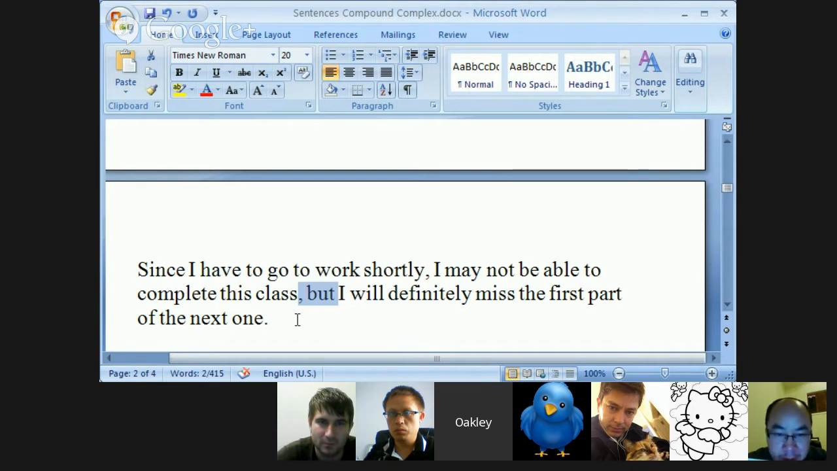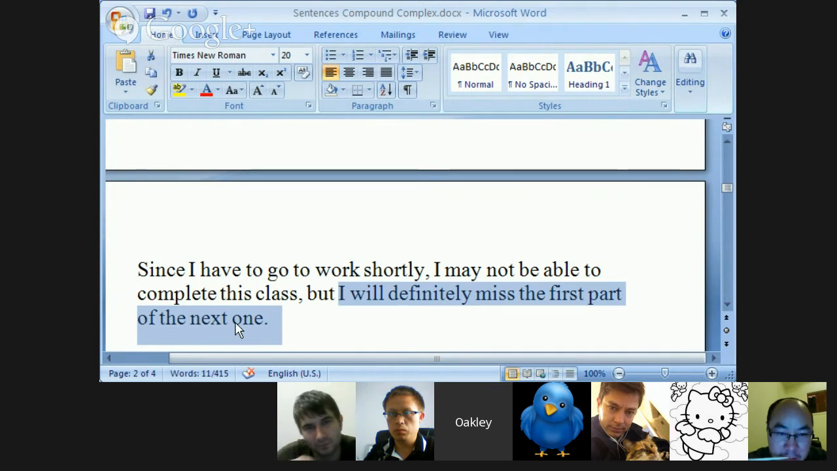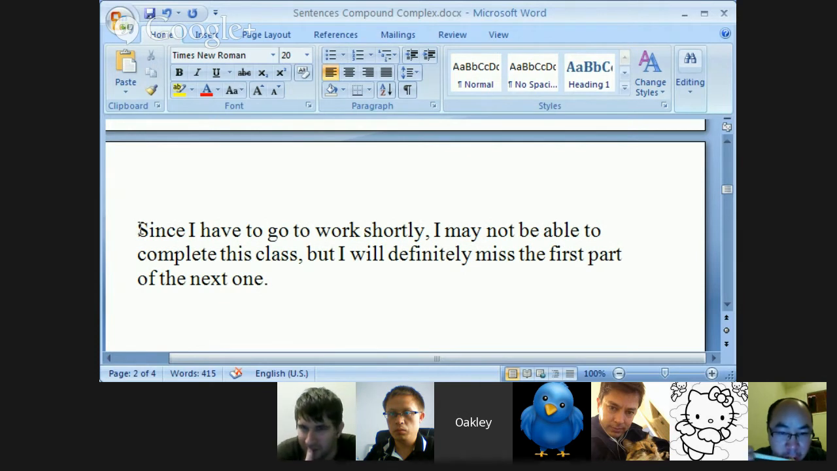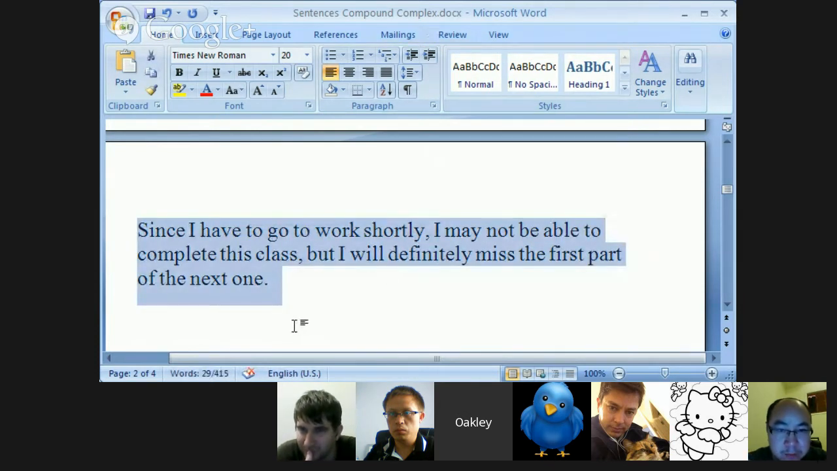Very good. Again, this came up yesterday looking at complex sentences. He uses a non-specific pronoun, "the next one," but it makes sense because in context we know what the next one is. We understand the next one is referring to the next class. It's obvious, so it is a complete thought. It is an independent clause. This is a perfect compound complex sentence. Very good.